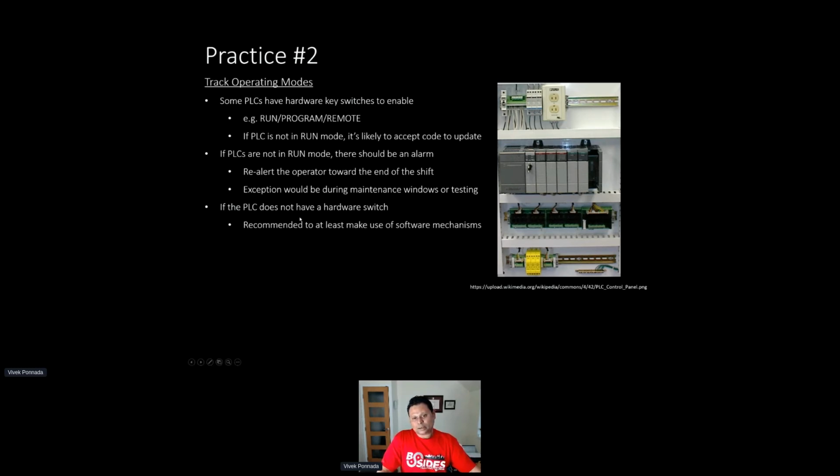Now, if the PLC does not have a hardware switch, again, this concept is to track operating mode. So if it doesn't have a physical switch, you can still use some other software mechanisms, maybe use a checksum feature. We have another practice that talks about that. Or some kind of password mechanism to avoid someone being able to download to the controller remotely.